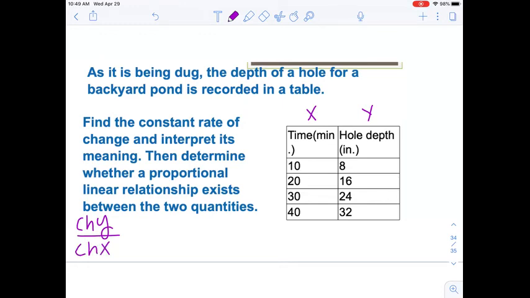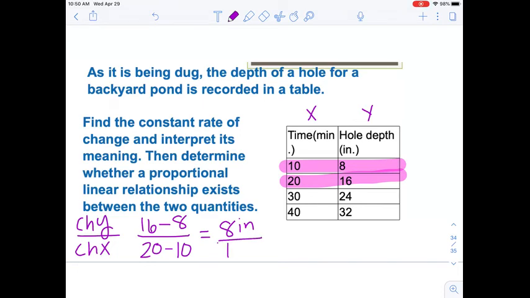We're going to find the change in y over the change in x. I'm going to pick any 2 points here, so I'm just going to pick the first two. Change in y. I'm going to start with that bigger value, so I'm going to do 16 minus 8. So those are my two y values. And then since I started with 16, I'm going to start with 20. So 20 minus 10 for my x values. Then I'm going to simplify this. So I have 8 inches over 10 minutes.